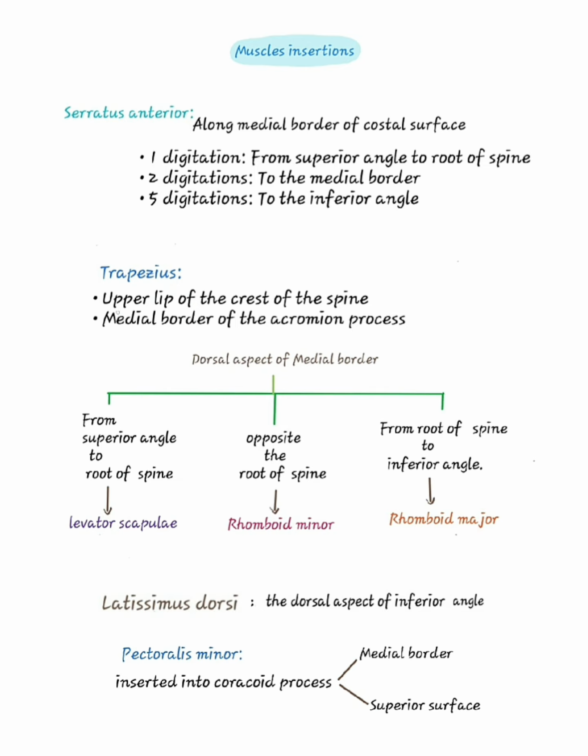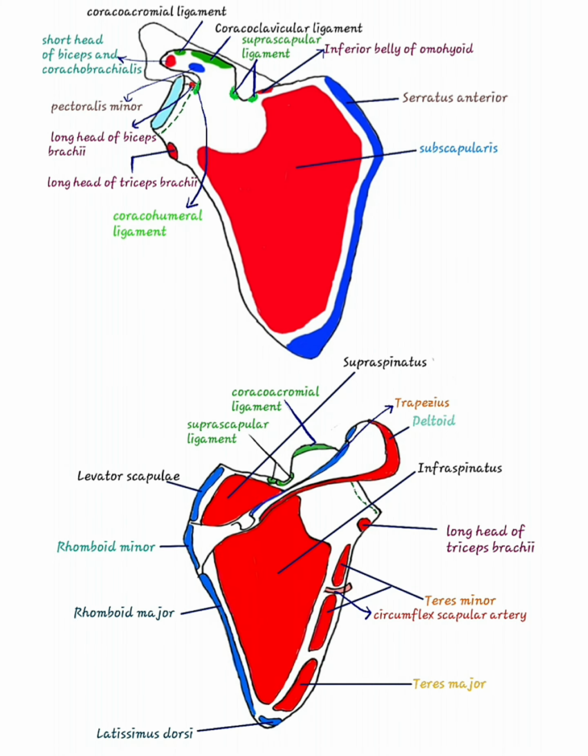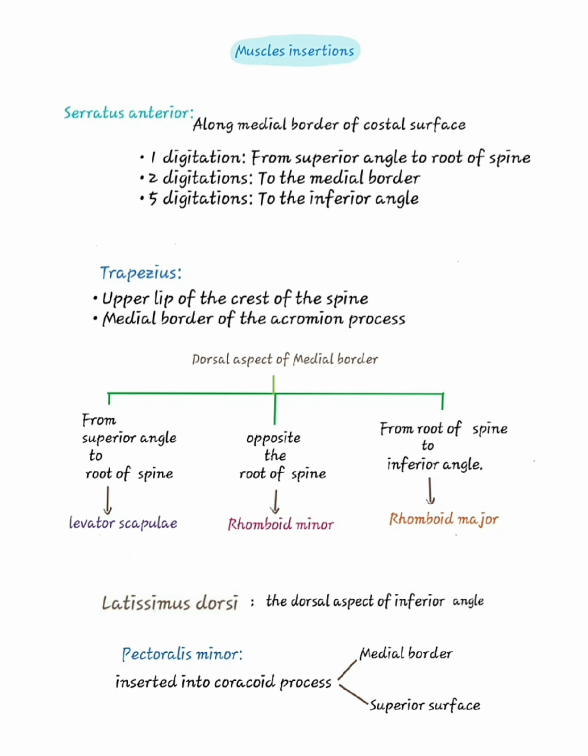Trapezius inserts into upper lip of the crest of the spine and medial border of acromion process. Along the dorsal aspect of medial border from superior angle to the root of spine, levator scapula inserts, opposite to root of spine, rhomboid minor inserts, from root of spine to the inferior angle, rhomboid major inserts.